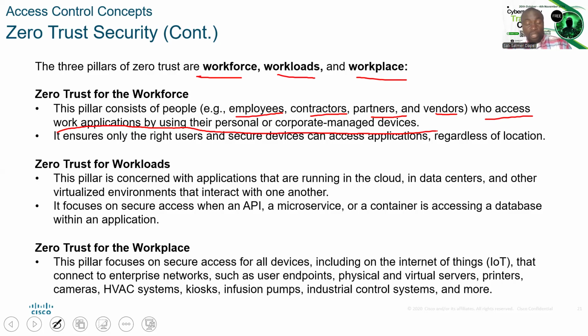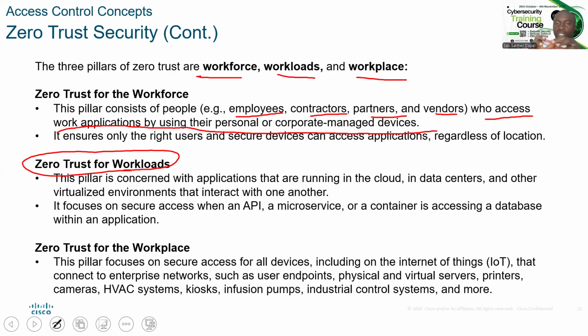Yes, they are authorized. But the device that they use and the service that they gain access to, you need to be able to streamline it. That's the workforce. For the case of the workloads, the pillar is concerned with applications that are running in the cloud, in data centers and other virtualized environments that interact with one another. It focuses on secure access when an API, a microservice, a container is accessing a database within the application. Now, for the zero trust of the workload, what it's trying to say is that this is logical.